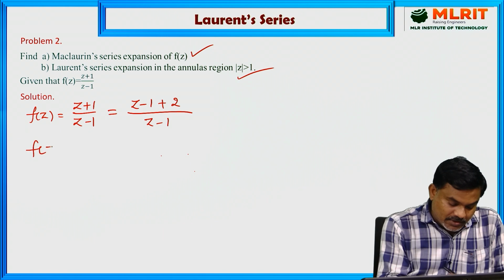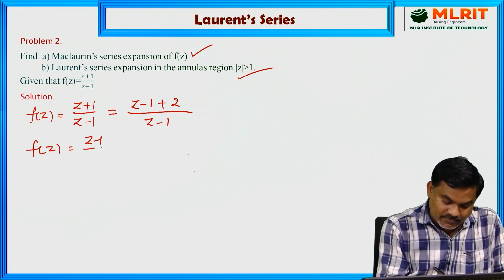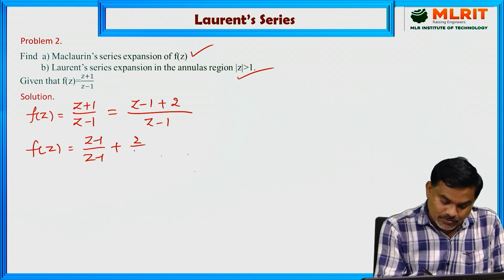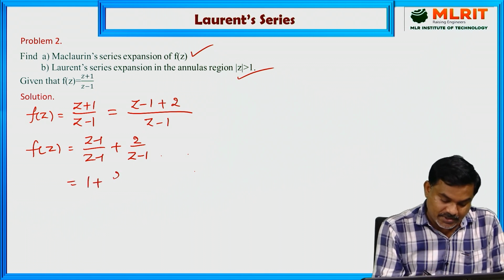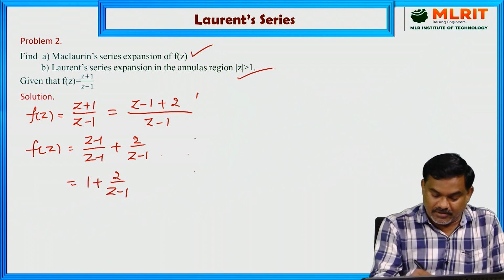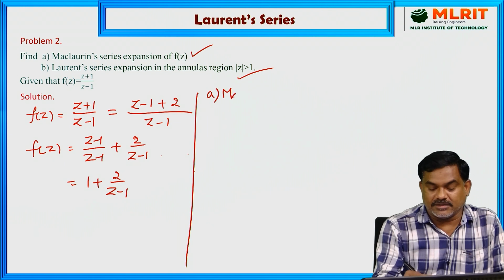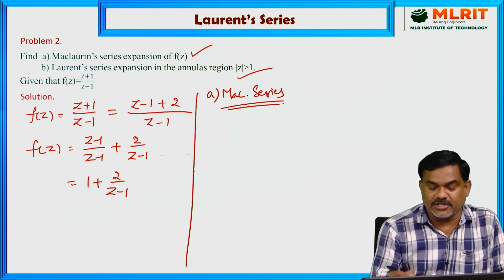Now, f of z is z minus 1 by z minus 1 plus 2 by z minus 1, which is 1 plus 2 by z minus 1. Now, the first one, Maclaurin series, is the series expansion about z equal to 0.